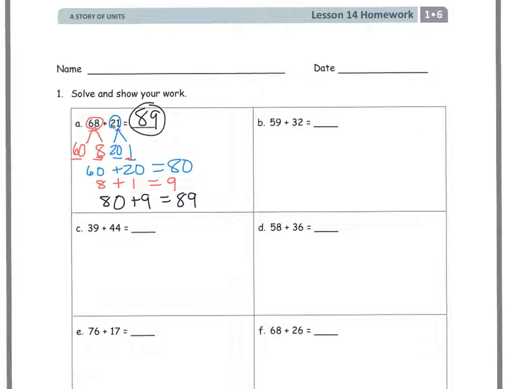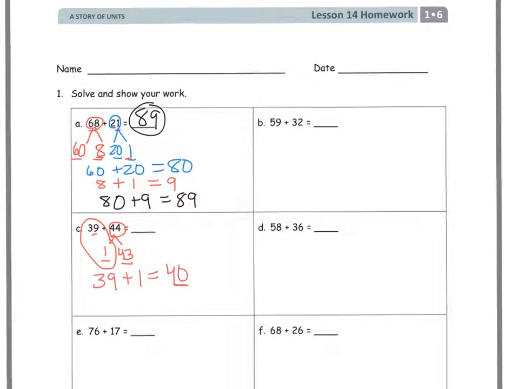For C, I'm seeing something a little different here. I have 39 and I'm only 1 away from my next 10, so I'm going to take 1 from the 44 and I'm left with 43. So 1 plus 43 gets me my 44. So I'm going to add 39 plus 1 to get me my next 10 of 40.